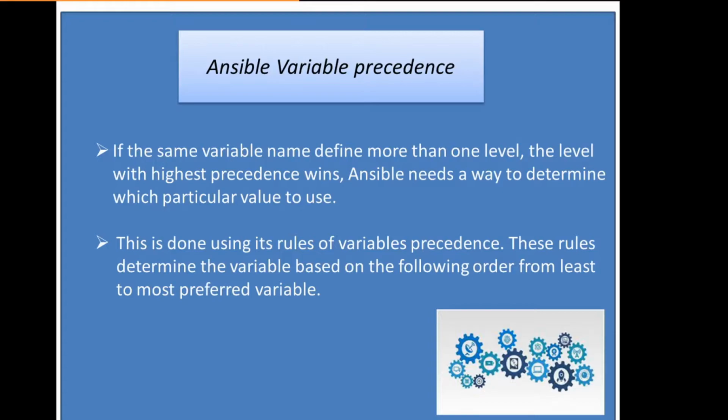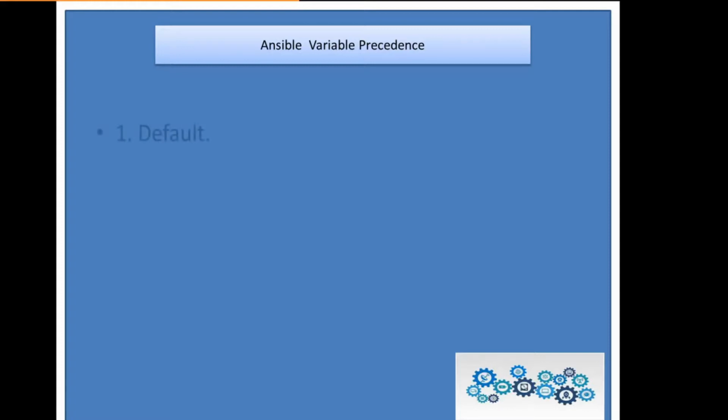These rules determine the variable based on the following order, from the least to most preferred. Let's see what is the least one, what is next, and what is the most preferred. So defaults, in the sense of Ansible configuration files or the default values which come from the role's defaults location, are the very least preferred variables.